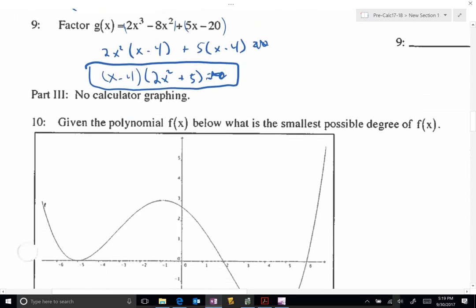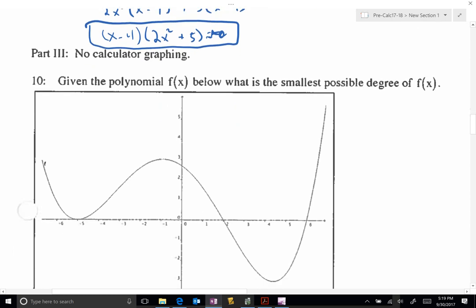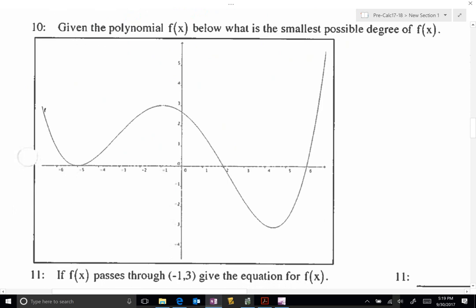Part 3, no calculator graphing. So given the polynomial f of x below, what is the smallest possible degree of f of x? First thing that I do notice, based on the end behavior here, it's going to be an even function. We're going to have an even number of roots. Second, I've got a bounce here at negative 5, so there are going to be a minimum of 2 roots. I suppose there could be 4, but we're looking for the smallest possible degree.